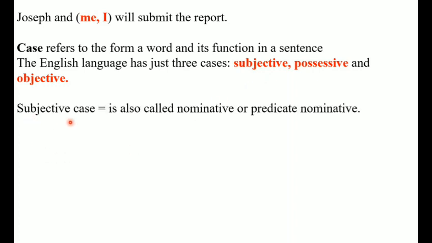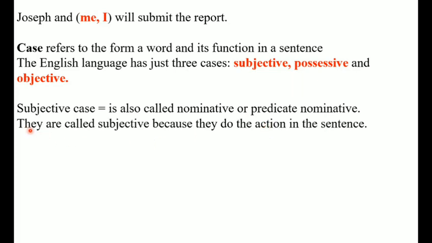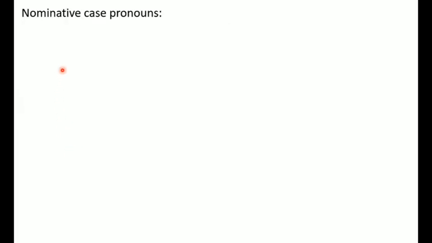Alright. Subjective case is also called nominative or predicate nominative. And they are called subjective because they do the action in the sentence. Of course, also, in all sentences, the subject is always the doer of the action. Okay, we have the list of nominative case pronouns. We have I, you, he, she, we, they, it, who, and whoever. All these pronouns are used as subject in the sentence.